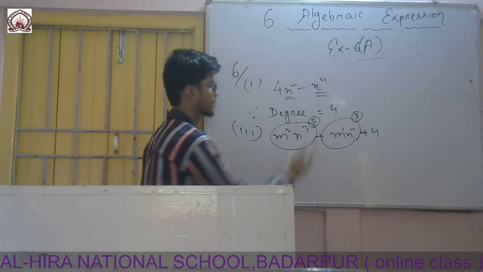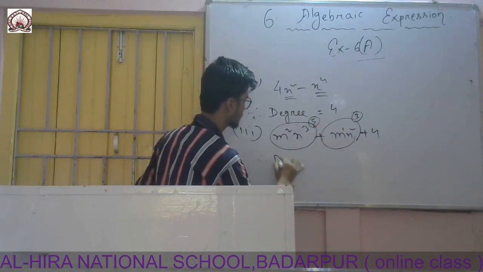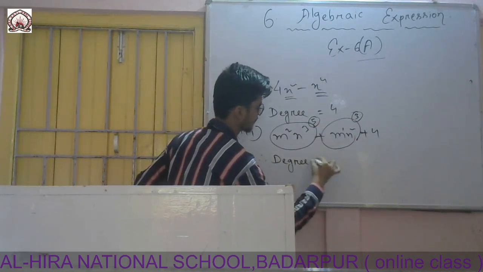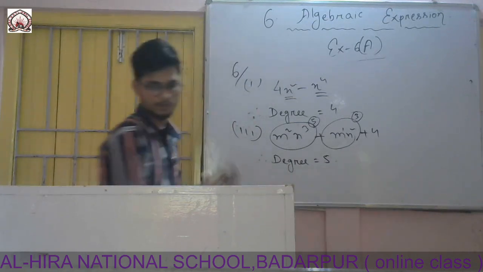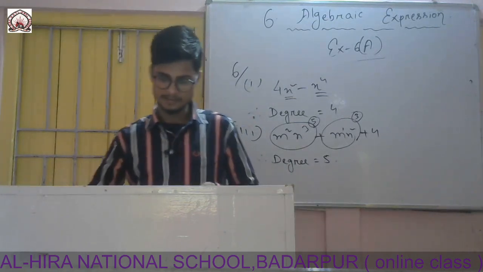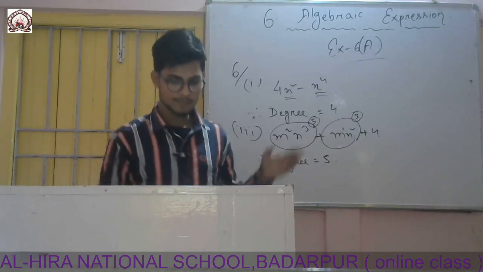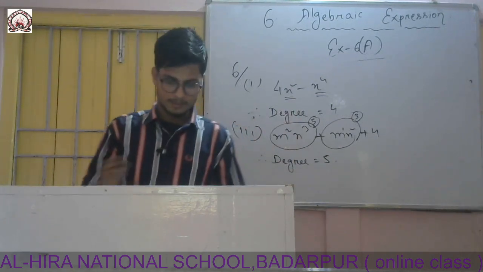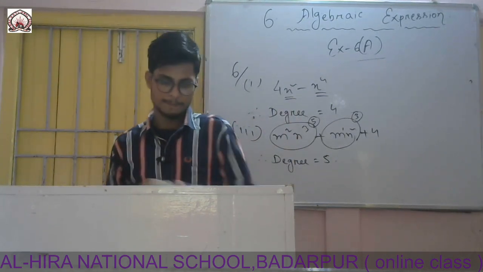So which one has the highest power? This one. That means degree is equal to 5. Degree of this polynomial is 5. You write nicely that the degree of the polynomial is 5. So number 4 is also the same.